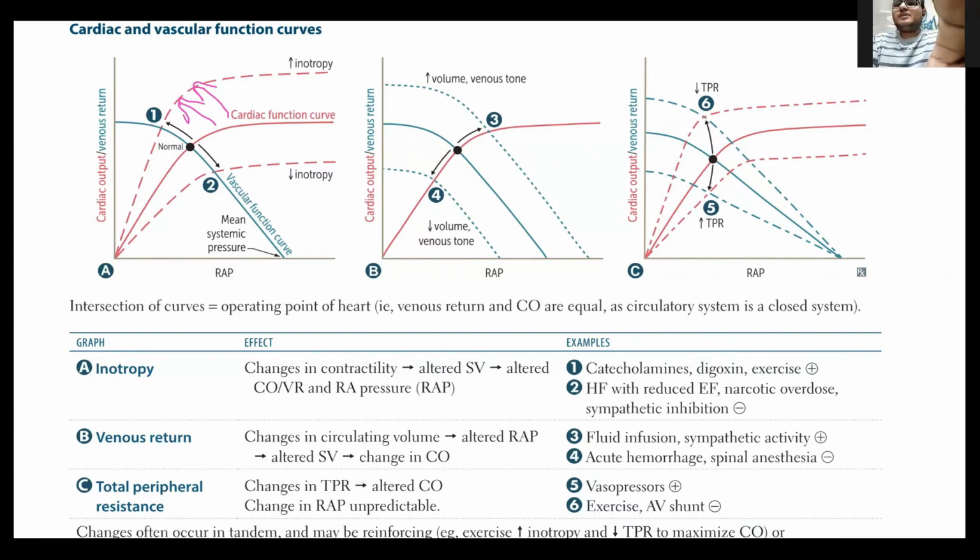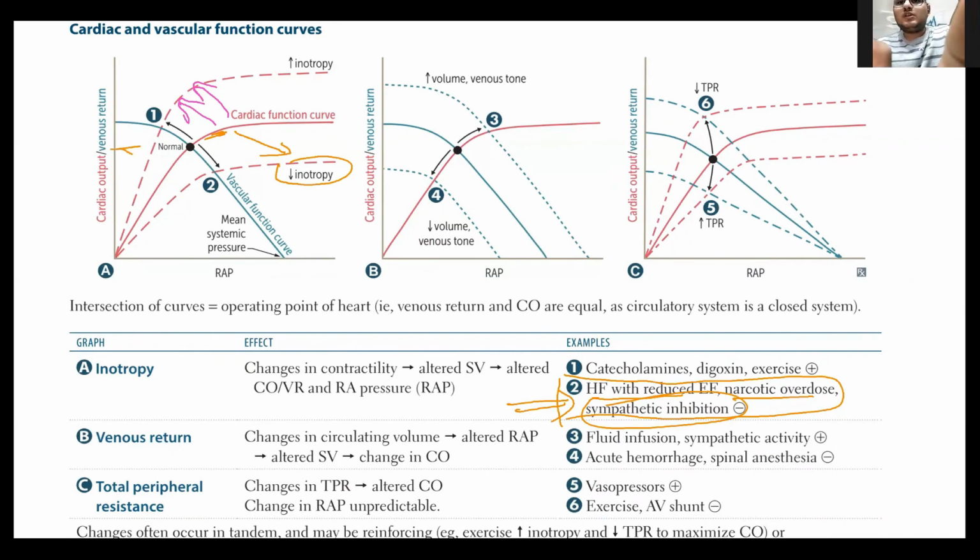Next, what will happen when we decrease inotropy? I will mark the decreased inotropy with this color. What are the factors that decrease inotropy? These are heart failure, because there is a problem in contractility, narcotic overdose, where there is a contractility problem, and sympathetic inhibition. So what will happen? It will go toward the right side. You can see this picture, it is normal, and going to the right side it decreases inotropy because it is decreasing the cardiac output.